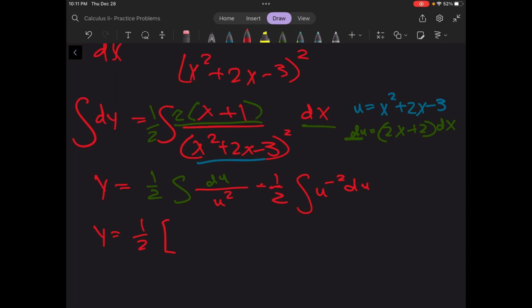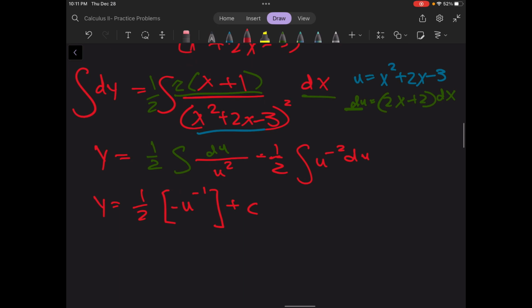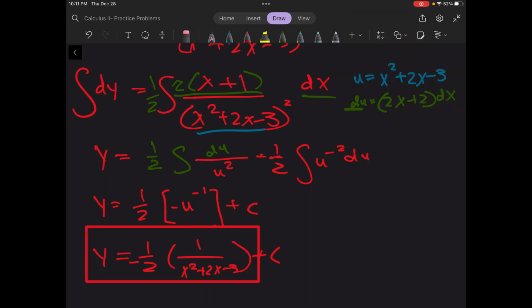So when we add 1 to the exponent, we're left with u to the negative 1. And when we multiply by the reciprocal of negative 1, which is just negative 1, we get that. And of course our c. So now all we have to do is plug back in our function of x squared plus 2x minus 3 for u. And let's see, we get, and I'm going to bring the negative out front, 1 over u, or x squared plus 2x minus 3, plus c. So this is our general solution to the differential equation.